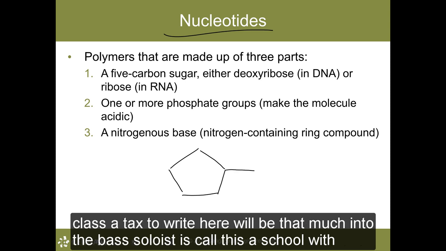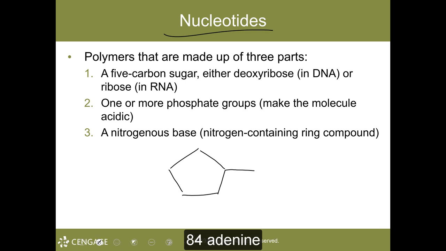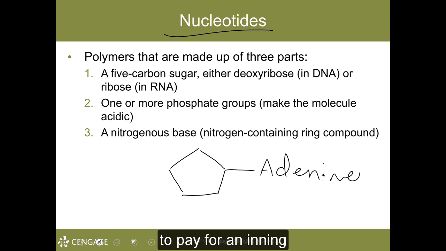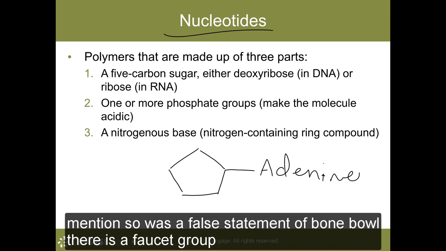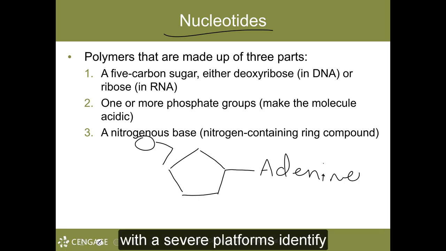So let's just go with A for adenine. So A for adenine. And what's attached, meaning you have 2 out of 3, is the first being that 5-carbon sugar, and then one or more phosphate groups, which I didn't mention. So let's draw that phosphate group. So boom, boom, there is that phosphate group. The phosphate group will always be there at number 5.